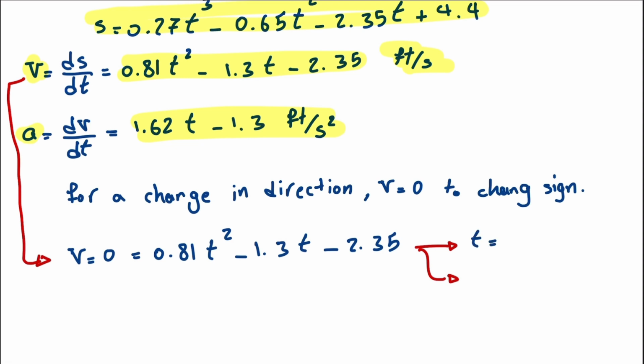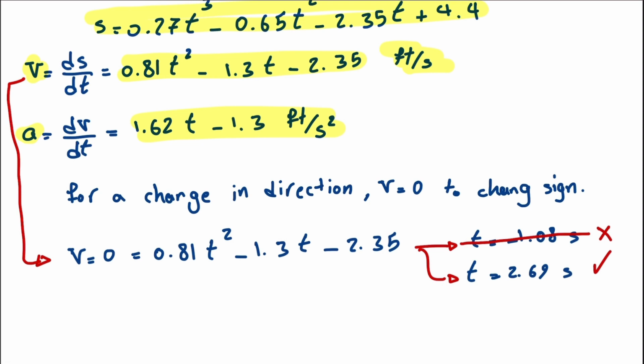One is minus 1.08. The other one is 2.69 seconds. But this one is not acceptable because it's negative. So we found the time. And there we have it. At about 2.69 seconds, our particle reverses direction.